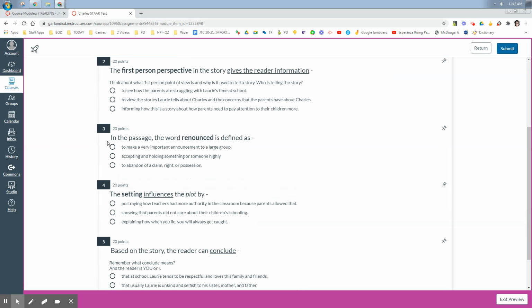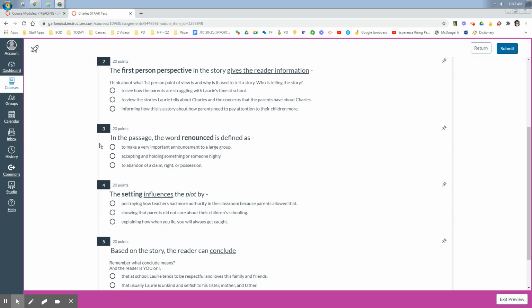Number 3, in the passage, the word renounced is defined as to make a very important announcement to a large group. In the passage, the word renounce is defined as accepting and holding something or someone highly. Or the last one is, in the passage, the word renounce is defined as to abandon a claim, right, or possession. So you can go back to the story. On page 1, look up the word renounce, that is underlined in bold, and reread the sentence. Which definition is the best one?